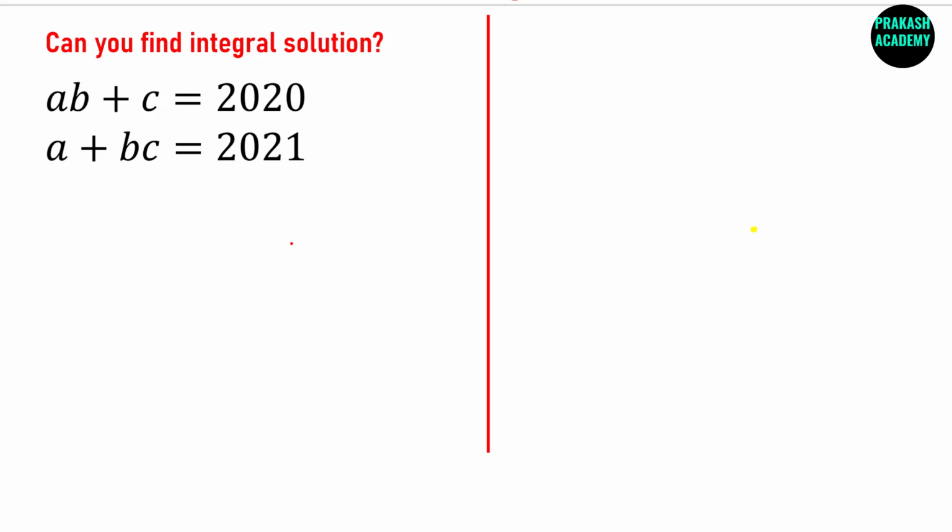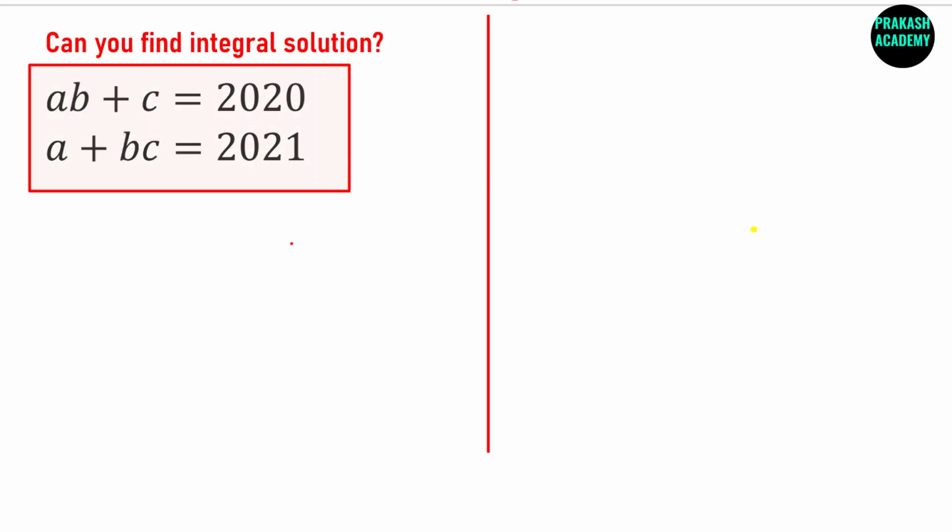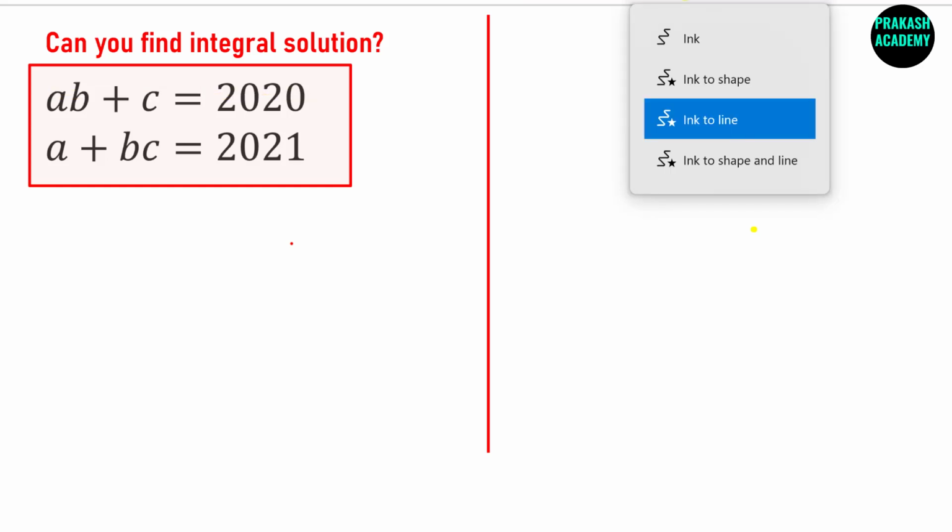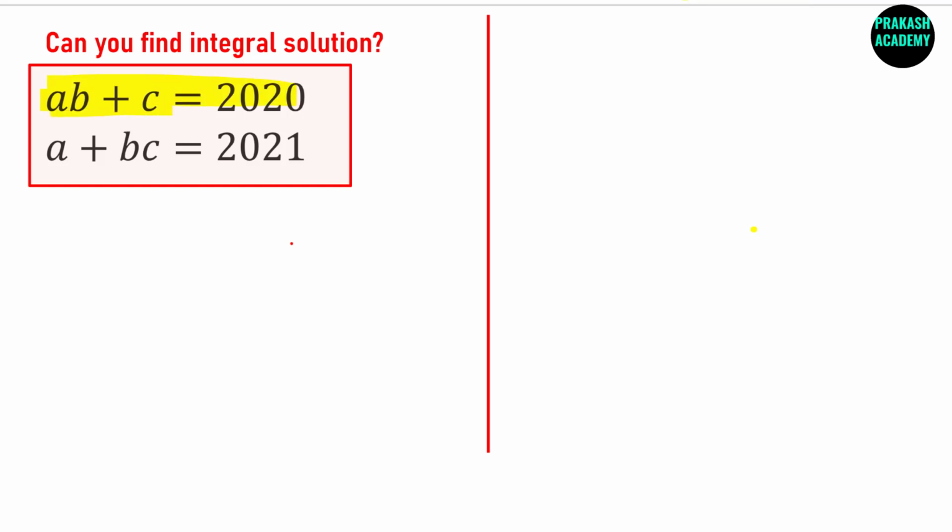Can you find the integral solution? You have two equations. First is AB plus C is equal to 2020, and the second equation is A plus BC is equal to 2021.